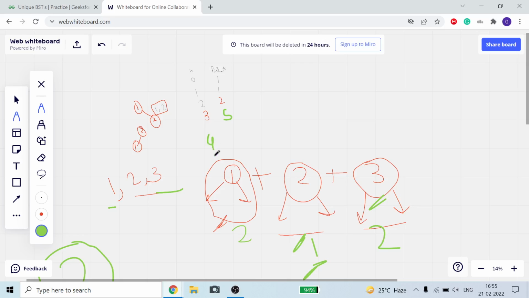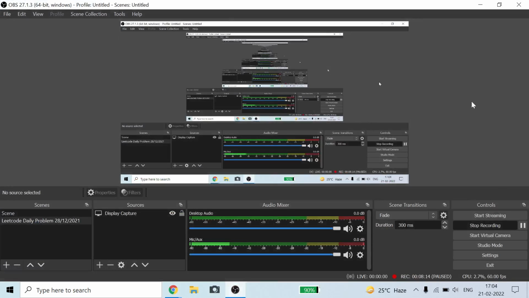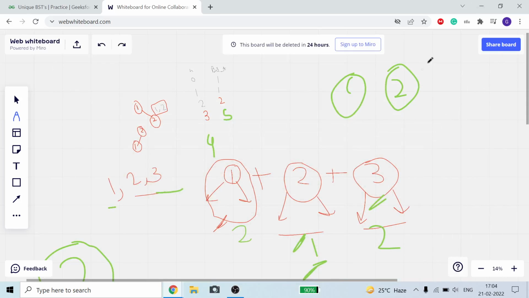Similarly, if we have number of nodes equal to 4, then we have root node as 1, 2, 3, and 4. When 1 is our root node, on the left we have 0 nodes, and on the right we have 3 nodes.